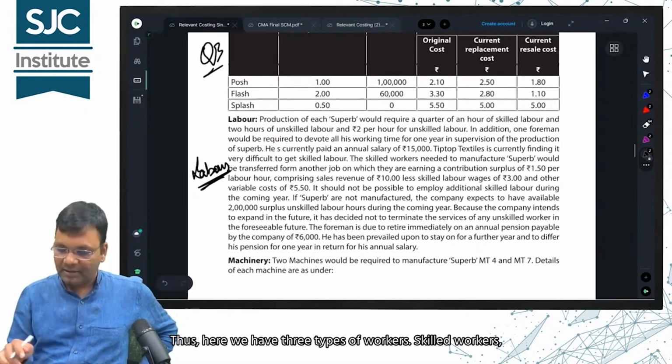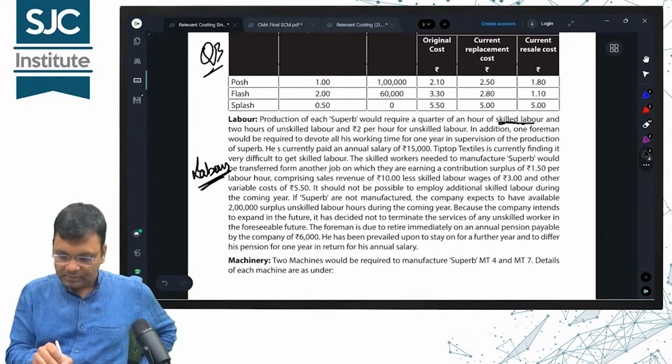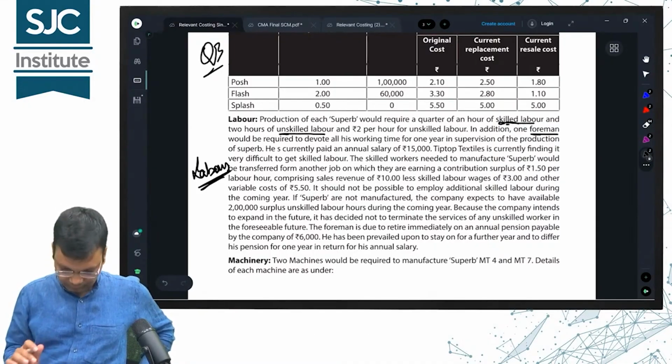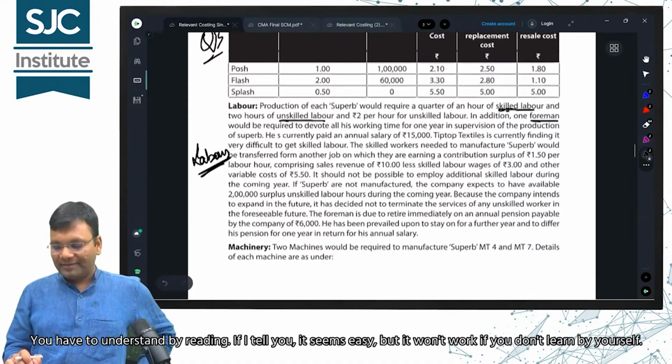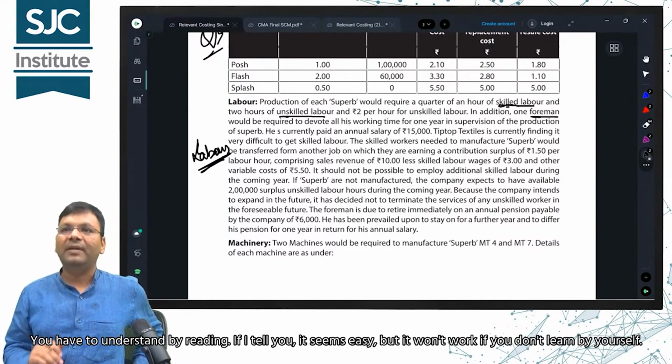Thus here we have 3 types of workers. Skilled workers, 2 types: skilled and unskilled. And foreman too. You have to understand by reading. If I tell you, it seems easy, but it won't work if you don't learn by yourself.